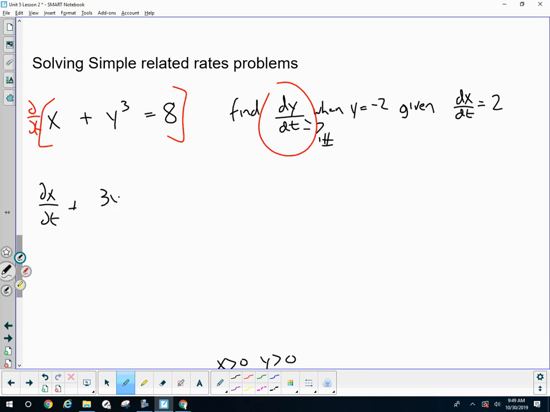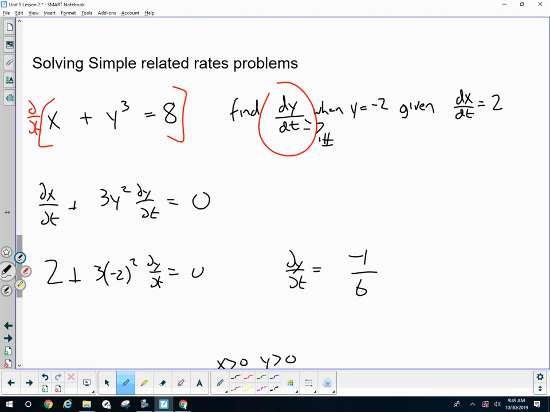I got dx/dt plus 3y squared dy/dt equals 0. Okay, this ends up just being a simple problem. dx/dt is 2, y is negative 2, find dy/dt. All right, so I got 4, 12, I got dy/dt equals negative 1/6. Just solve for dy/dt. This is the beginning of what we're going to be doing for the next 2 class periods.